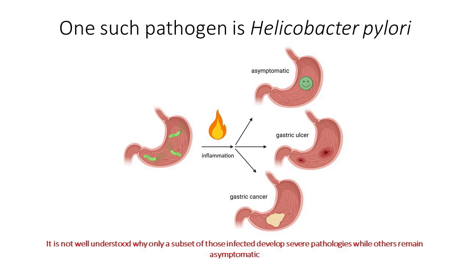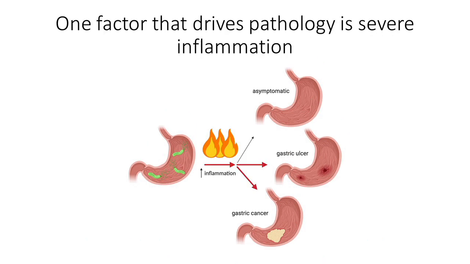But it's not well understood why only a subset of those infected develop severe pathologies while others remain asymptomatic. So one factor that seems to drive the pathology is severe inflammation. Patients with higher inflammation caused by H. pylori seem to have a higher incidence of developing gastric ulcers or gastric cancer. So we're really interested in understanding factors that contribute to inflammation.